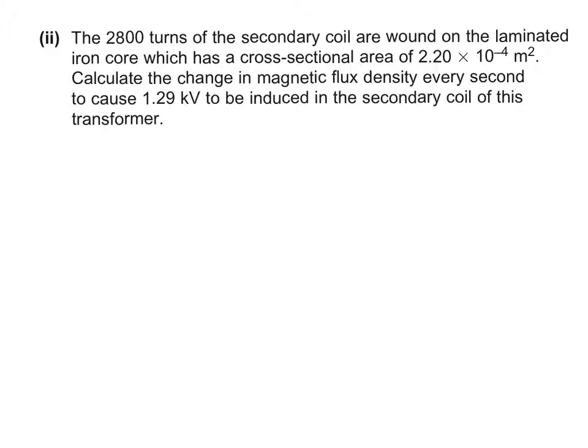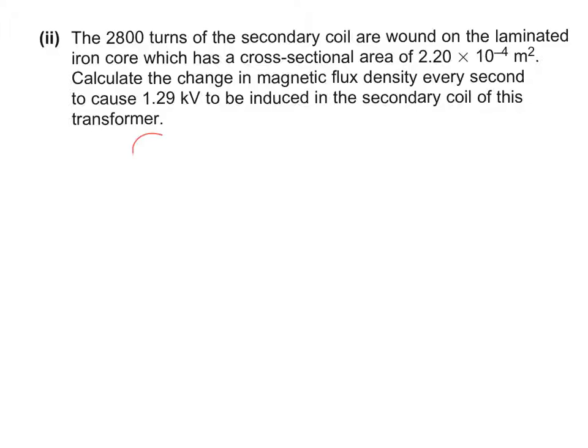Part 2 then, the 2800 turns of the secondary coil are wound on the laminated iron core, which has a cross-sectional area of 2.2 times 10 to the minus 4 meters squared. Calculate the change in magnetic flux density every second to cause 1.29 kilovolts to be induced on the secondary coil of this transformer.